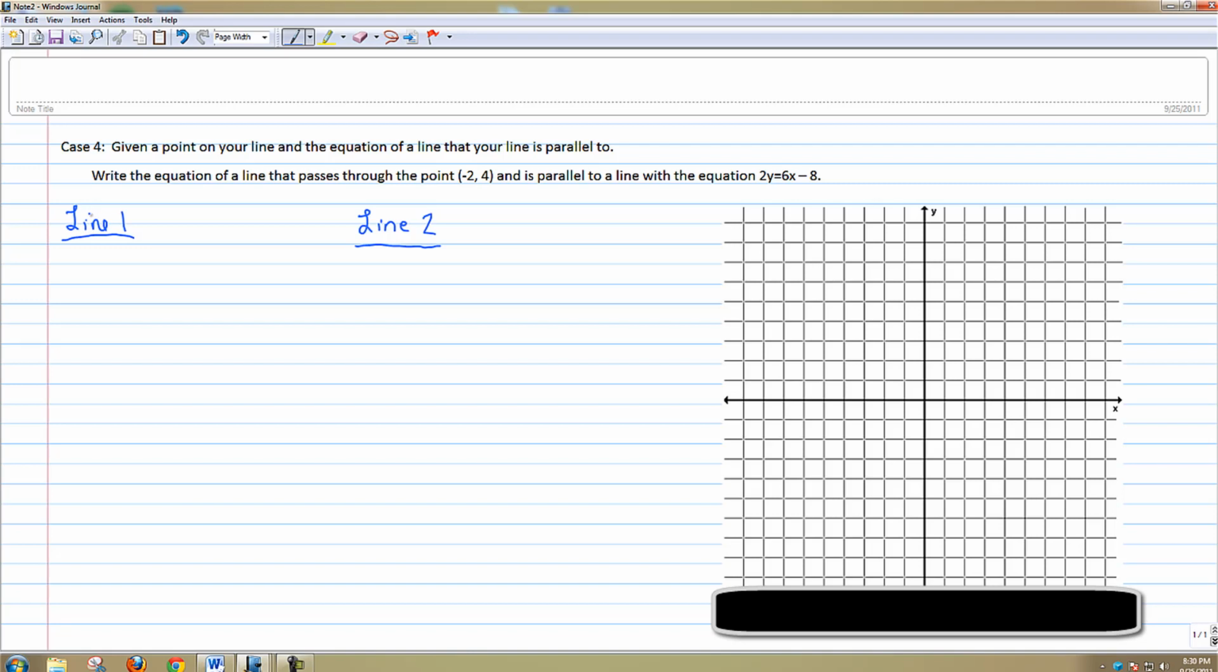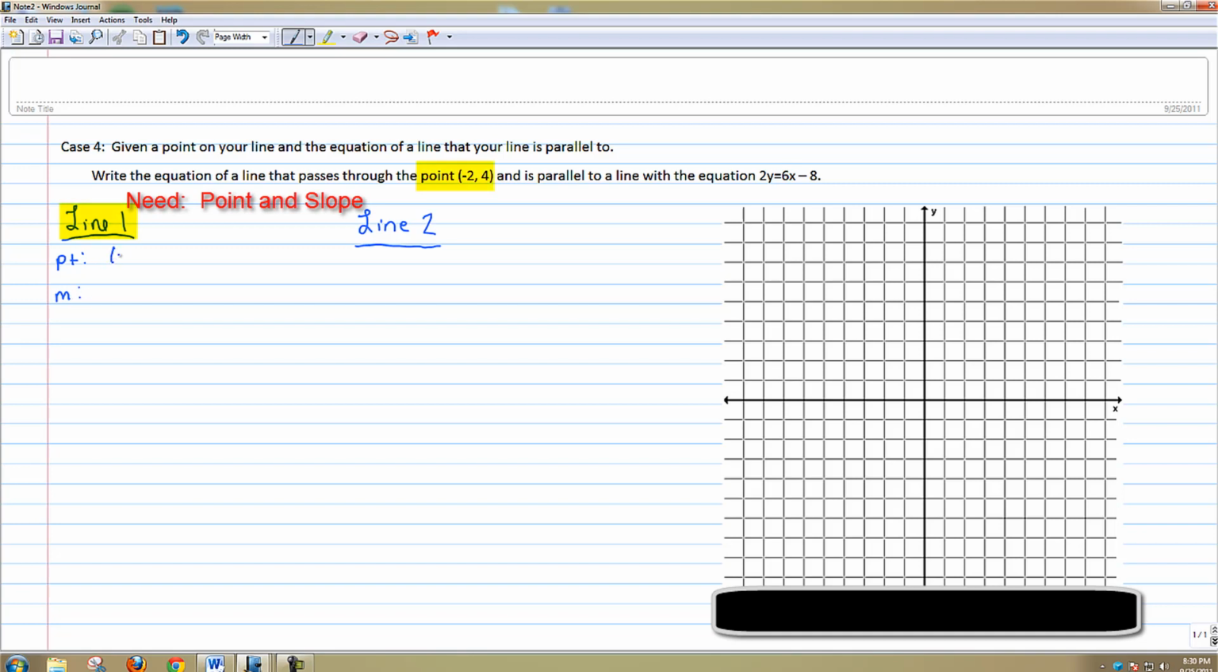In my example it says write the equation of a line that passes through the point (-2, 4) and is parallel to the line with the equation 2y = 6x - 8. Notice, if you want to write the equation of a line, you ultimately, as always, need a point and a slope.